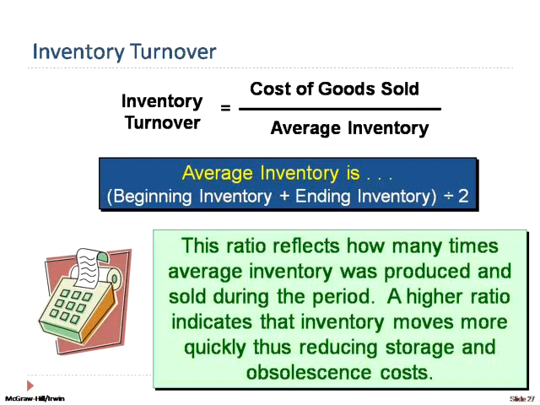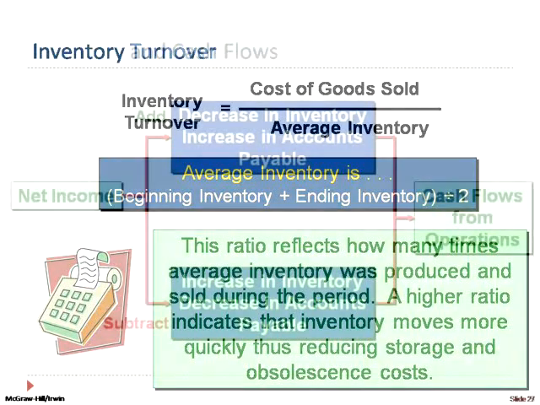The inventory turnover ratio is calculated as cost of goods sold divided by average inventory. Average inventory is the beginning inventory plus the ending inventory, divided by 2. This ratio reflects how many times average inventory was produced and sold during the period. A higher ratio indicates that inventory moves more quickly, thus reducing storage and obsolescence costs.